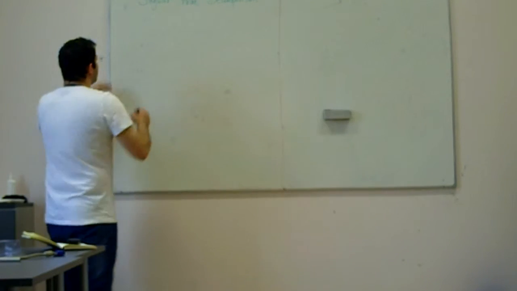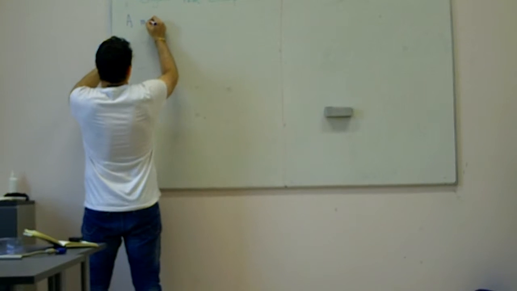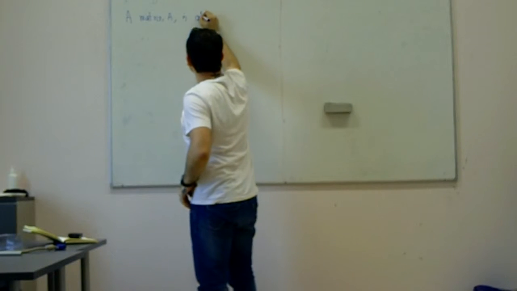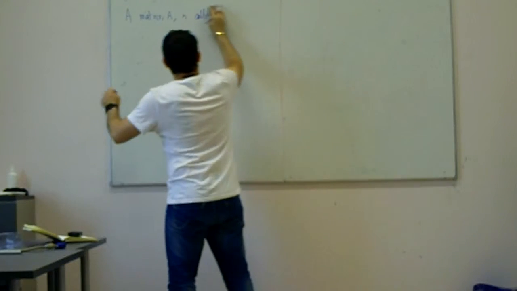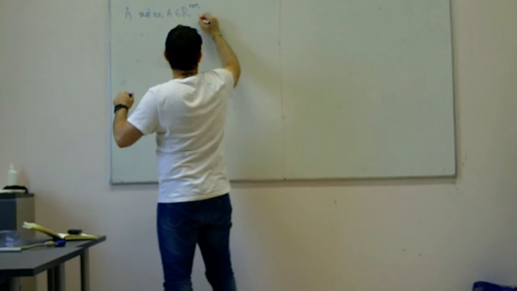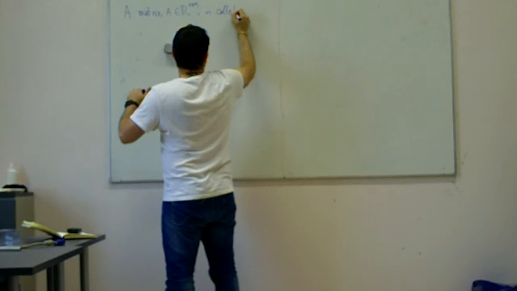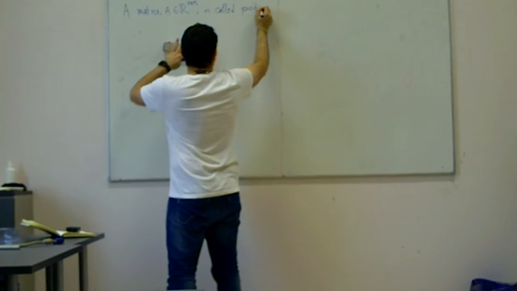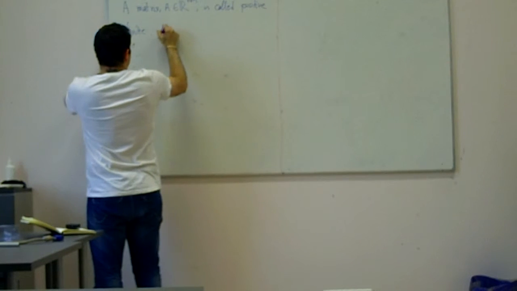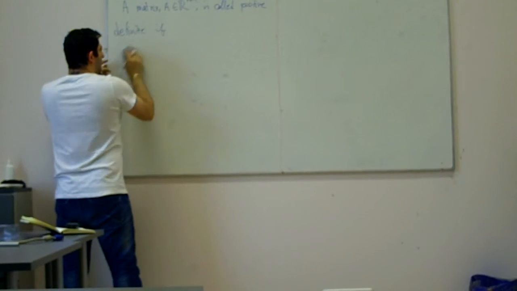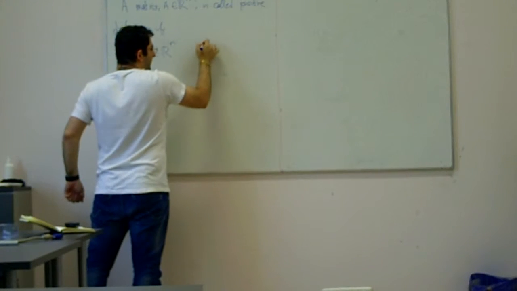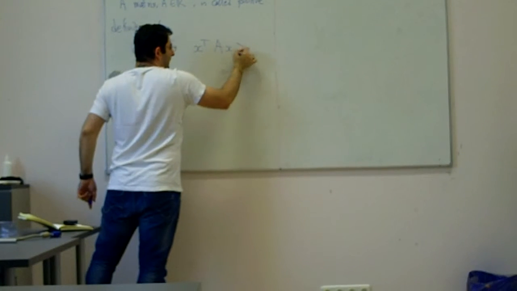Let's start with the definition. A matrix A is called positive definite if for any x belonging to R n, x transpose A x is positive.